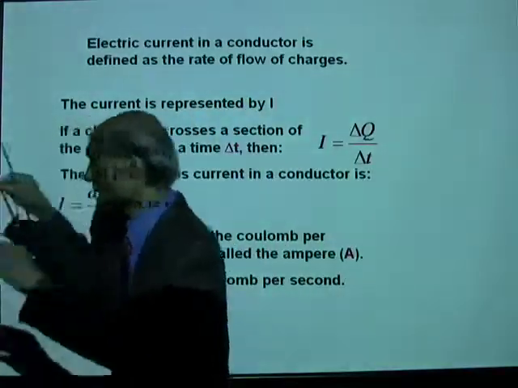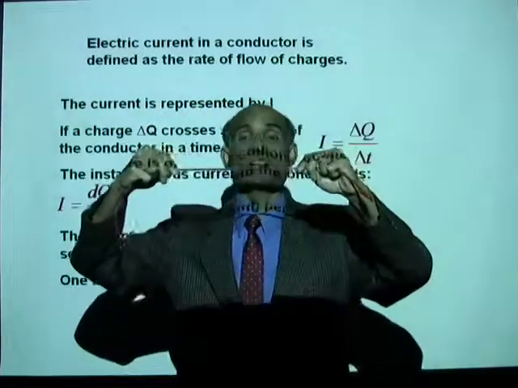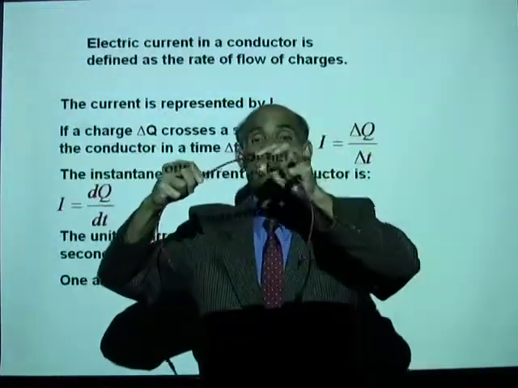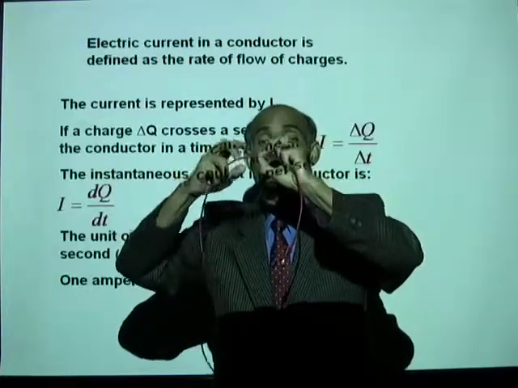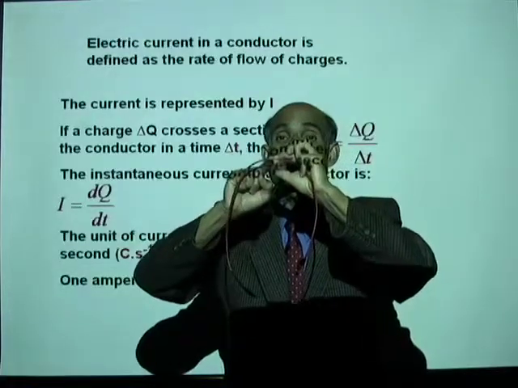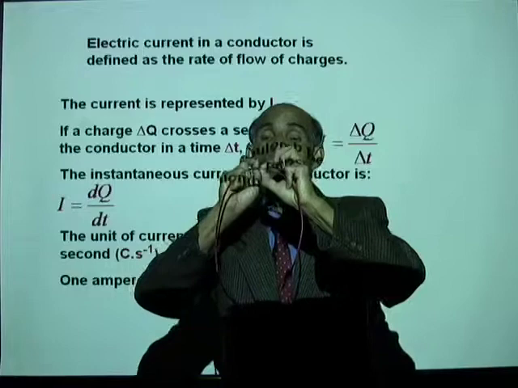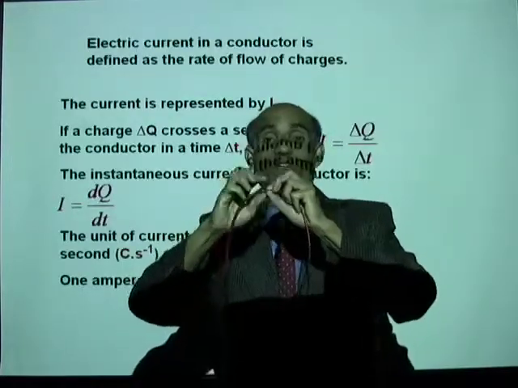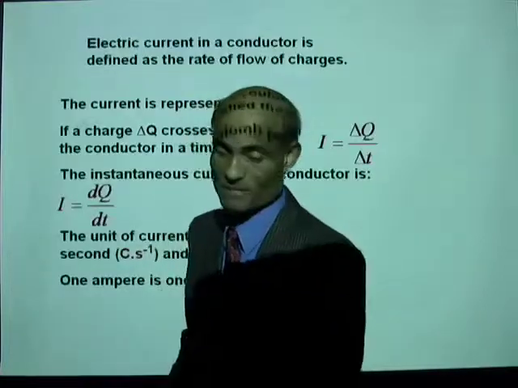So if I say there is a current of 2 ampere in this conductor, what does that mean? It means if I stand at this point of the conductor and measure the amount of charge crossing that section, there will be 2 coulombs of charge crossing every second. So 2 ampere means 2 coulombs per second.